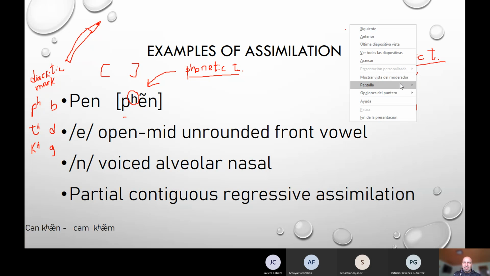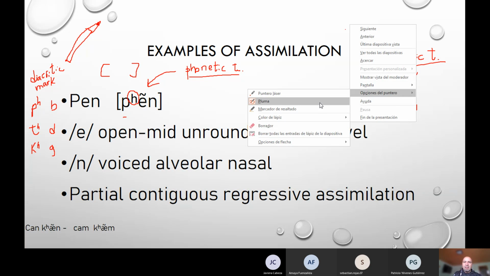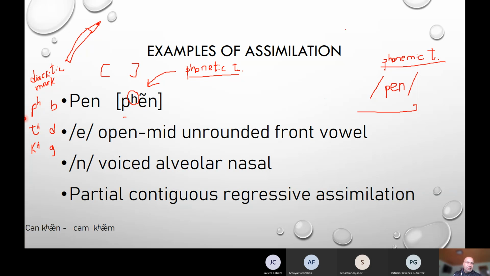Why is that? Do you have any idea? What do these sounds have in common? And what do these have in common? What do you think? Any idea? No? Yes? No, teacher, not really. Okay.